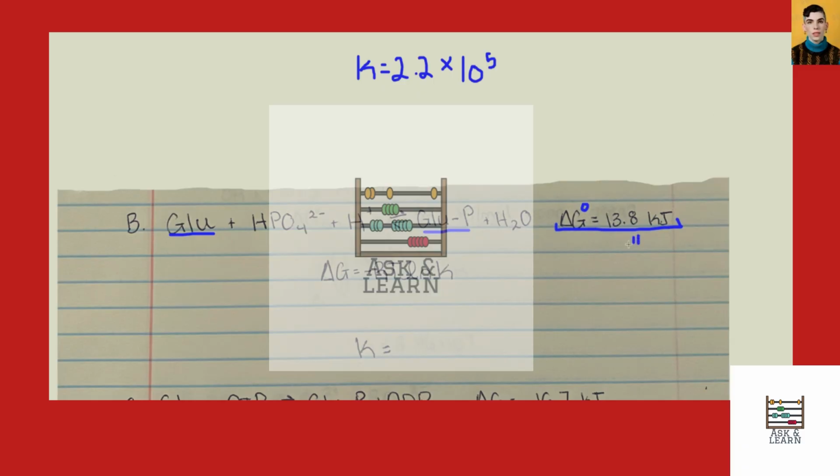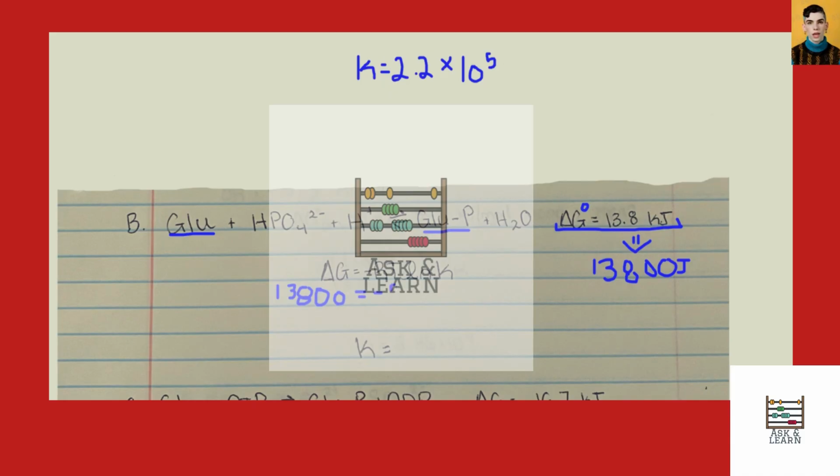We're going to do the exact same thing. So we're going to first change this into joules. So we're going to have 13,800 joules, and we're going to plug that in right here. If you didn't want to rearrange the equation, you could also just plug it in like this and then solve for it.